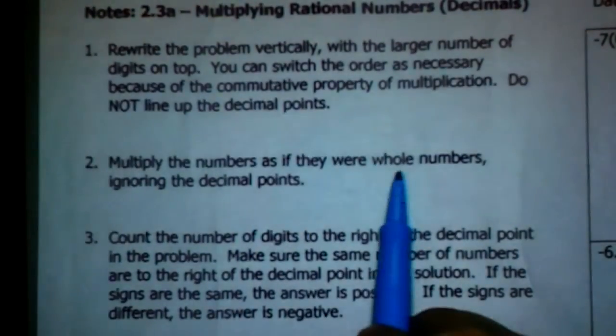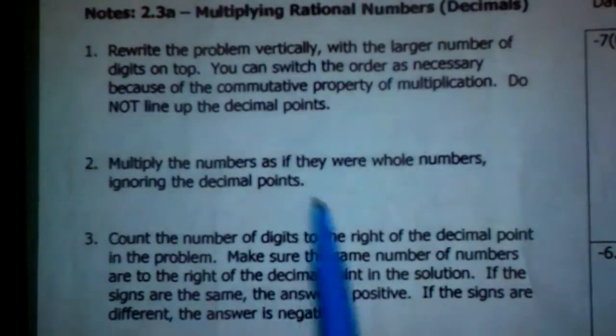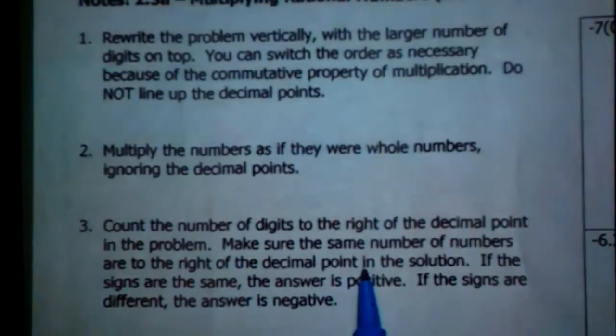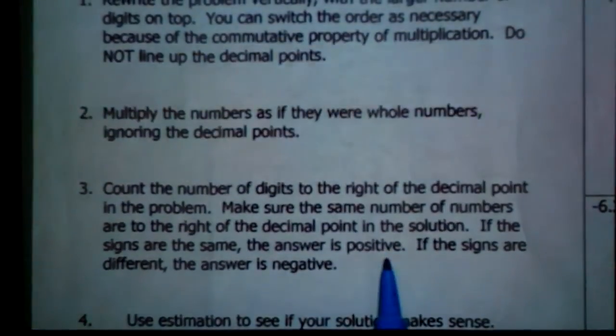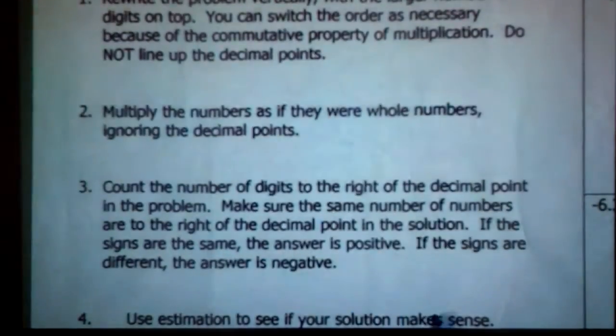Multiply the numbers as if they were whole numbers. Ignoring the decimal points is what you'll do second. So you'll just, old school like you learned back in the day, multiply them out. And at the very end, you don't bring a decimal point down because they weren't lined up to begin with. What you need to do is count the number of digits to the right of the decimal point in the problem. And then you just make sure that the same number of digits are behind the decimal point in the answer. And we've added positives and negatives to the mix, of course.